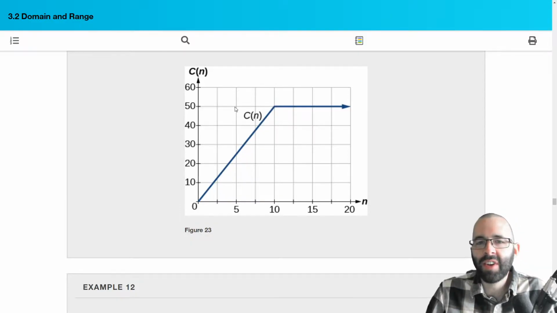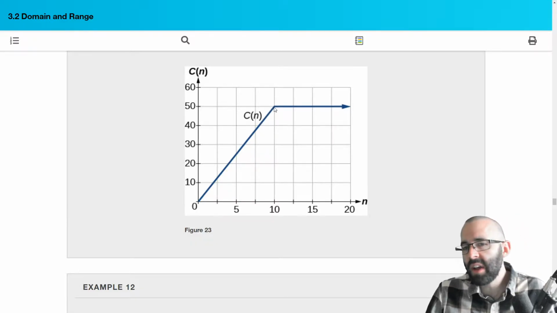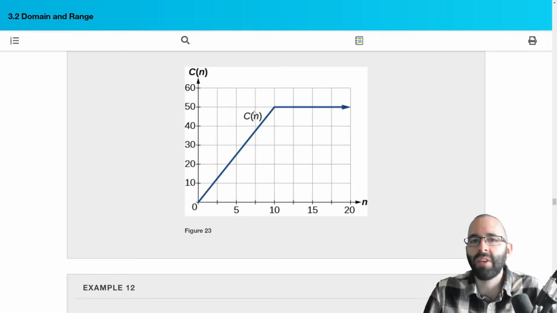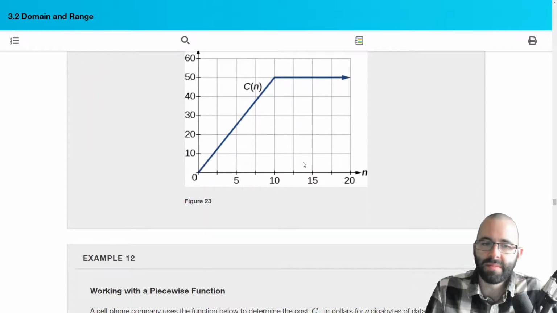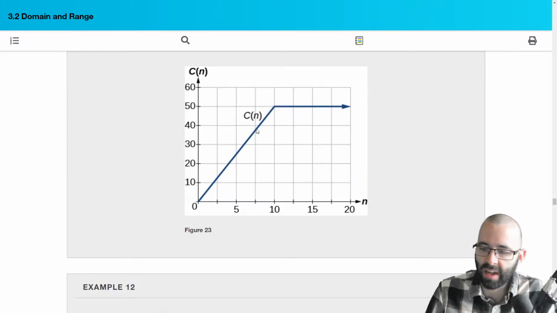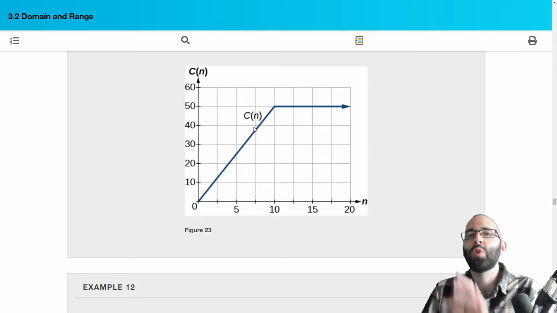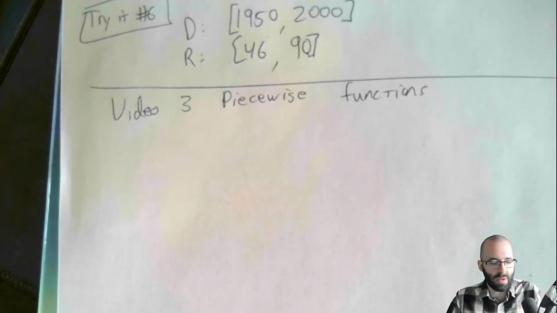So, for example, we have a graph right here of some cost function, and there's some rule that defines this linear relationship for the cost function up until a certain point. But then if n is bigger than or equal to 10, we have a different rule that determines it, okay? So we have sort of a line here and a different kind of line here, and we just piece them together, okay? That's sort of what we're looking at with the piecewise function. So I'm going to show you how to evaluate piecewise functions and then how to graph piecewise functions, okay?